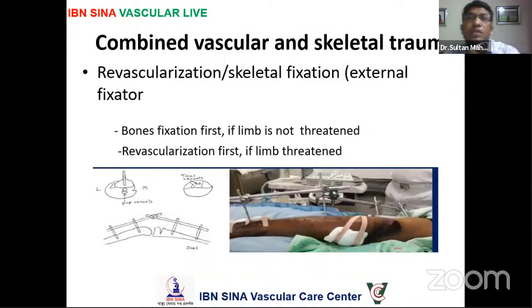Combined vascular and skeletal trauma. The majority of patients come from accident history, and sometimes we do revascularization first or sometimes skeletal fixation first. In the majority of cases here we depend on NITOR or another hospital for fixation. These two hospitals are separate in Bangladesh, and many limbs are lost in this region.